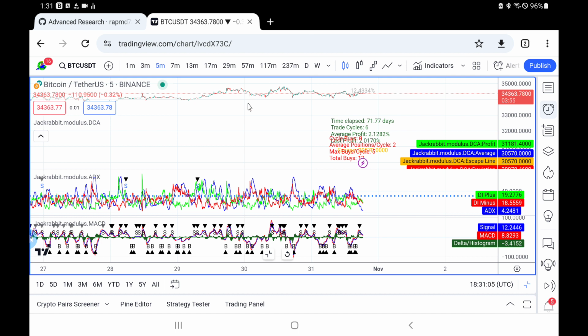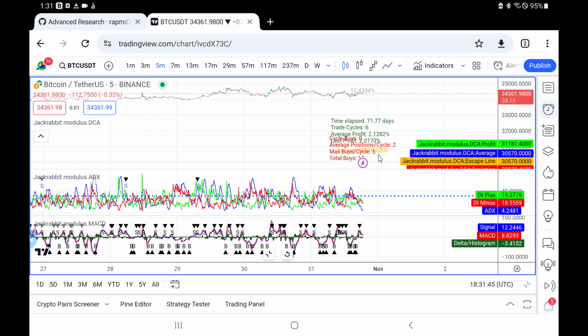I'm using a MACD ADX combination coupled with Jackrabbit's DCA module. Now we're going to go through all of the settings of all of these, but it's very simple. I'm using a 2% take profit with a 1.5% deviation. So as you can see, for the last 71 days, it's made 6 trades. It's not overly aggressive, so you can use larger positions. And as you can see, the amount of accumulation is extremely limited.